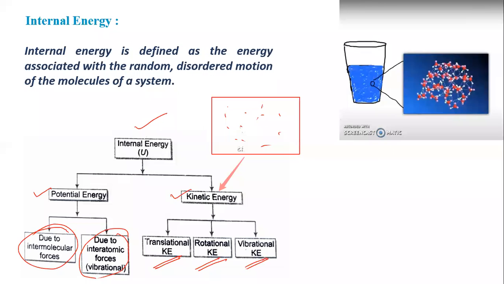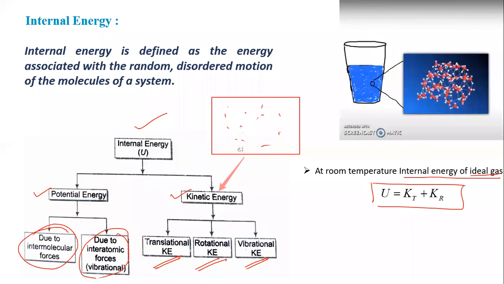In the kinetic theory of gases chapter, we already learned the relation between kinetic energy and temperature. So kinetic energy depends on the temperature. Now here, as you remember, at room temperature, the internal energy of an ideal gas is given by translational kinetic energy plus rotational kinetic energy. At room temperature, no vibrational kinetic energy.